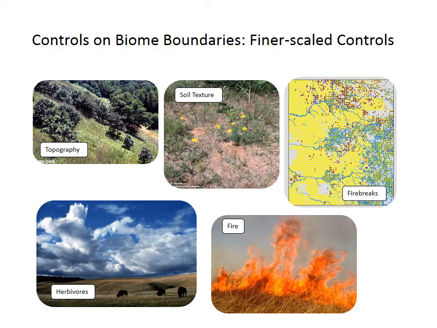So what controls biome boundaries here? Again, topography. North slopes tend to be wetter, so you might have a higher tendency for forests rather than grasslands. Patches of different soil texture again, so drier sandy soils might favor grasslands over trees. And then the grazing regime and fires are really important in the prairie forest boundary.